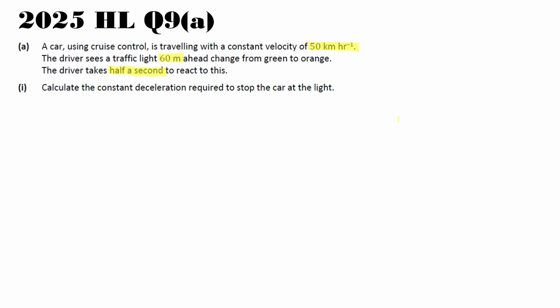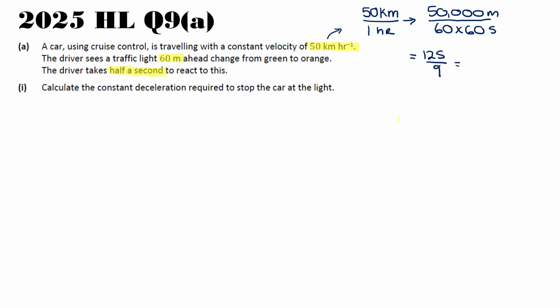So the first thing we want to do is convert that 50 kilometers per hour. One way to think about a conversion is that this is 50 kilometers per 1 hour, which is going to give us 50,000 meters, and 1 hour is 60 minutes, and each minute there's 60 seconds, so 60 by 60 seconds, so 3,600. That gives us 125 over 9, or in decimal, 13.89 meters per second.